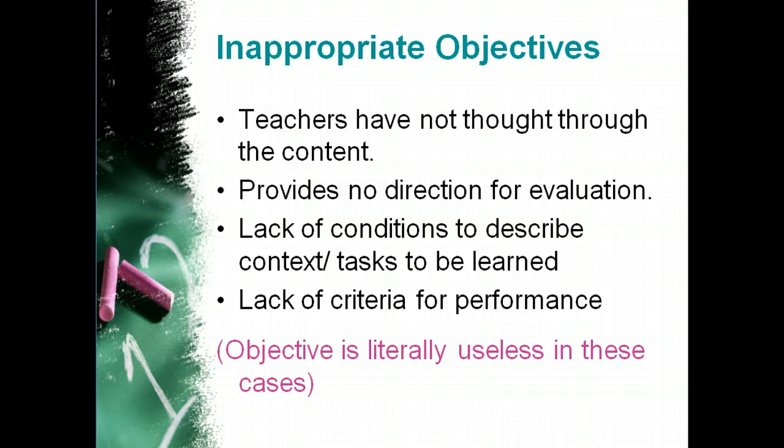Examples of inappropriate lesson objectives would be when teachers haven't thought through the content and provide no direction for evaluation, have a lack of conditions to describe the context or the task to be learned and the practice conditions for the task, and/or a lack of assessment criteria for performance. The objective is literally useless in these cases. So the three parts of a lesson objective are a behavioral verb, a condition to practice with, and an assessment or criterion to assess whether you've accomplished that objective with your students or not.